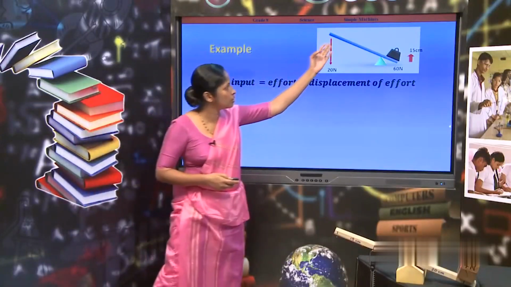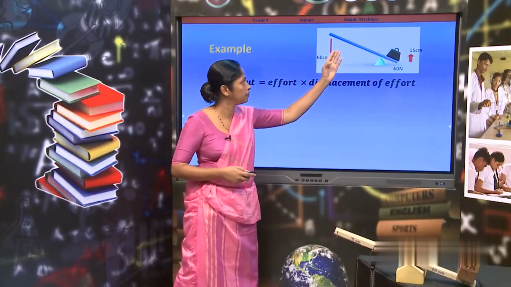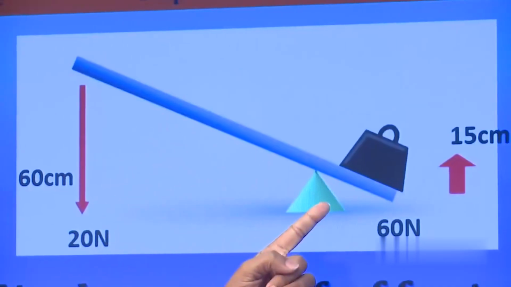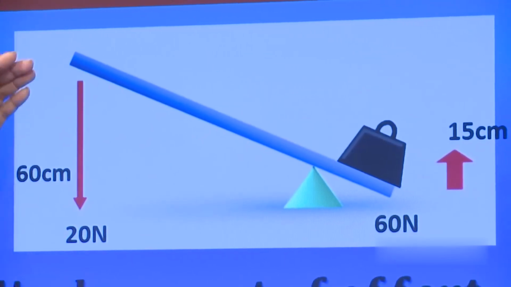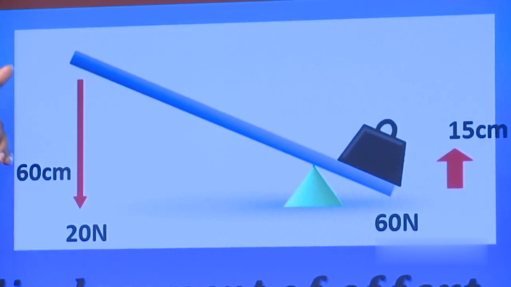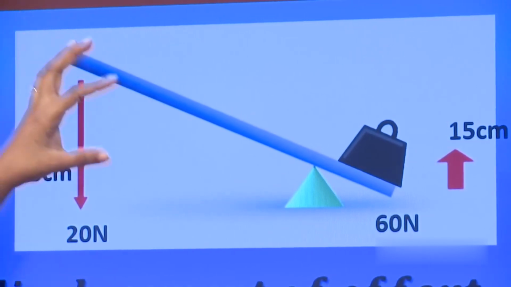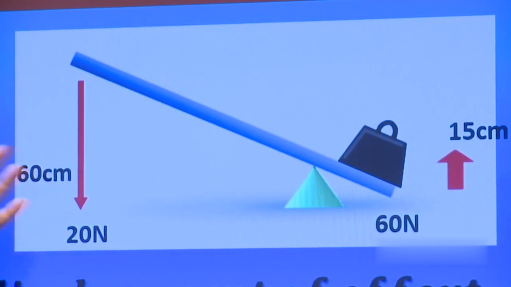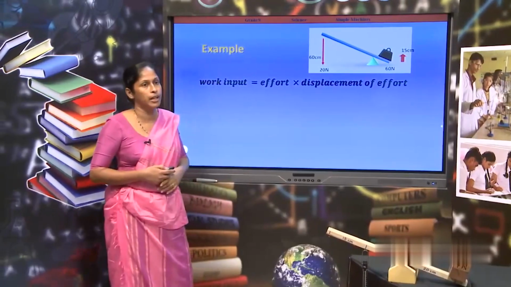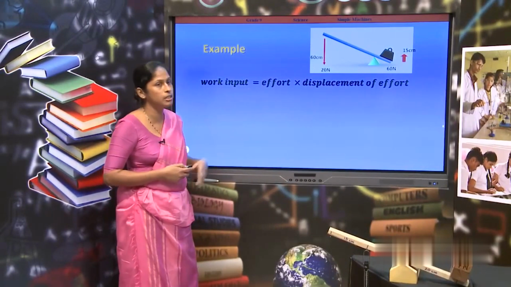First of all, let us look at this figure. Here you can see a first order lever and the force is exerted on the first order lever, and the force moved a distance of 60 centimeters, and that is the work done. This is the force exerted on the machine and the distance moved. So, by these two values we can calculate work input.